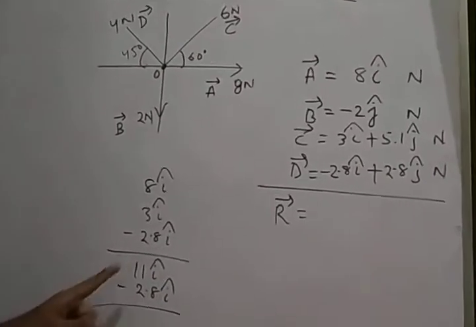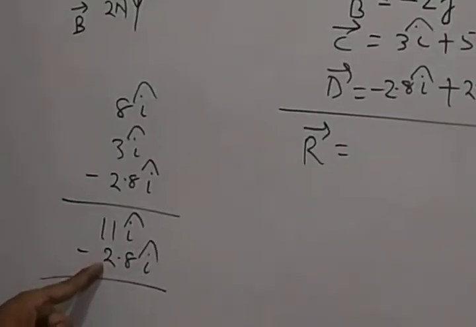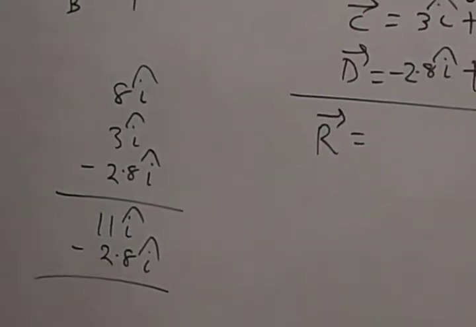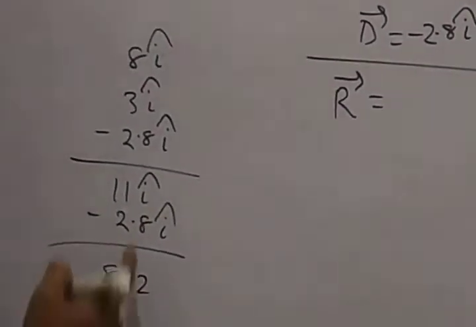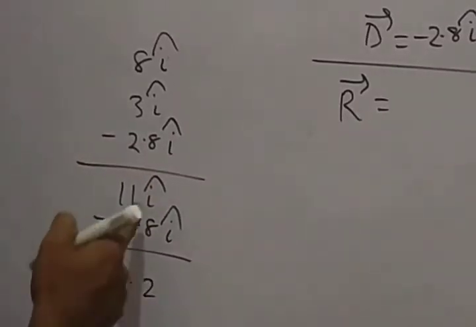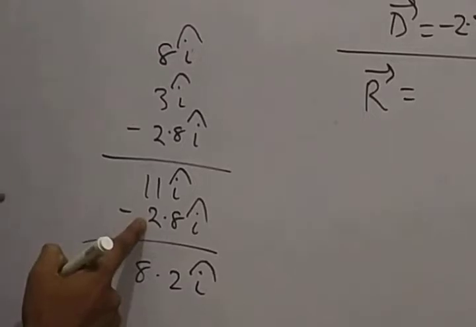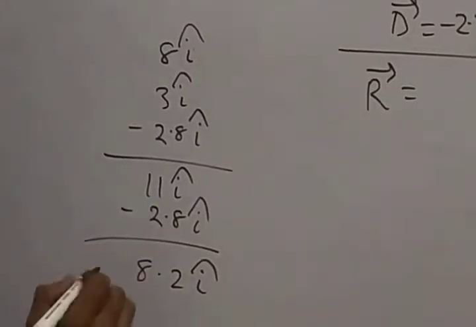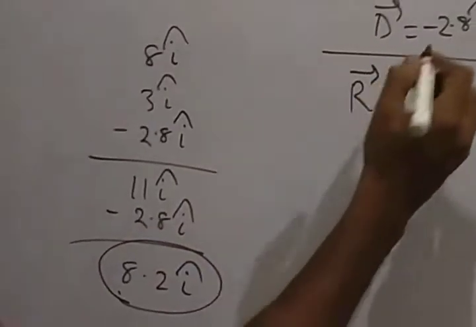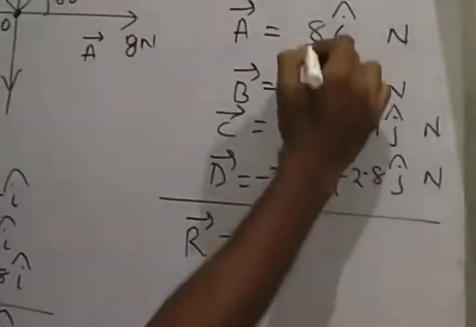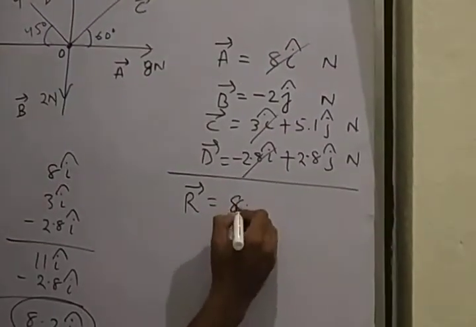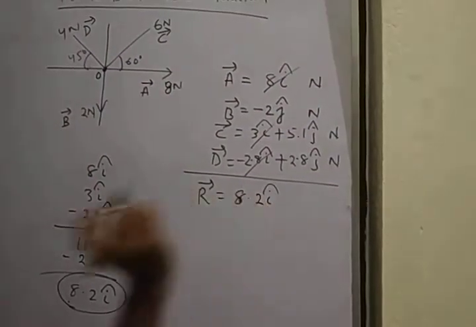How to go about it? 11 minus 2, 9. So 9 minus 0.8, it will be 8.2. You get my point? 11 minus 2, 9. 9 minus 0.8, 8.2. So this will be 8.2 i cap. I cap gone, i cap gone. So 8.2 i cap. Final answer.